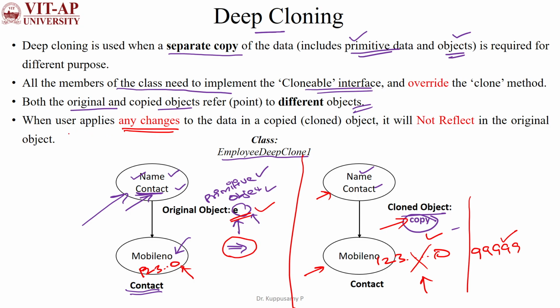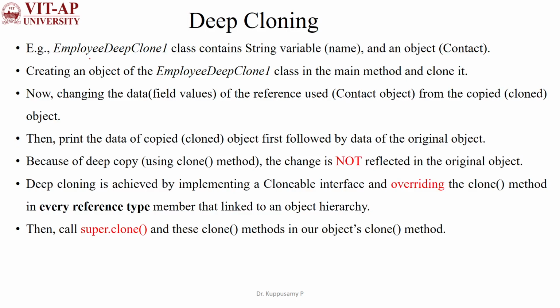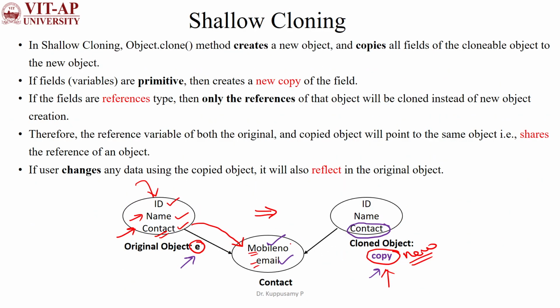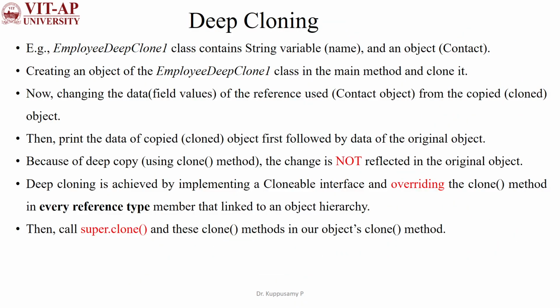So that's what we are changing. When the user applies any changes to the variables or object values in the cloned object copy, it will not be reflected in the original object E, right? In shallow cloning, it is not like that. If I update the mobile number 1 2 3 etc 0 as 5 nines using the cloned object copy, this is referred to by the original object E also, so it is reflected in the original object also. This is the major difference between deep cloning and shallow cloning.